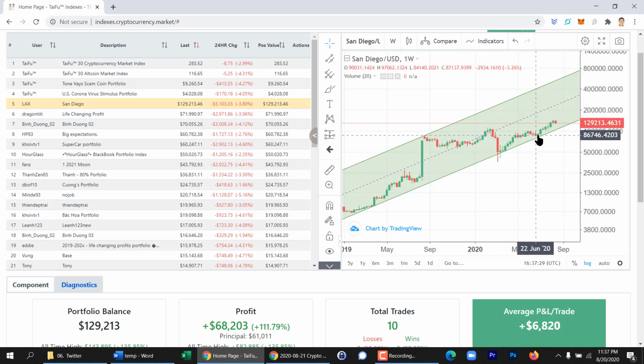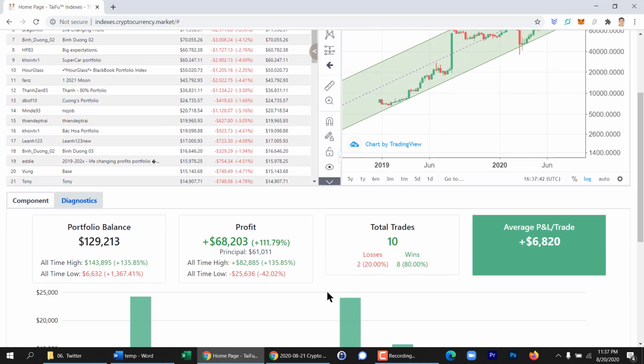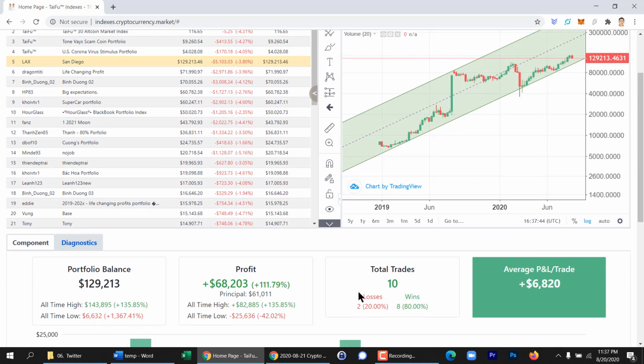And last time when it pulled back down to there, it took about 3 or 4 weeks down before it went back up. So if it goes 3 or 4 weeks down here, I would not be surprised about that. All right, so let's take a look at the diagnostics here to see the health of this portfolio.